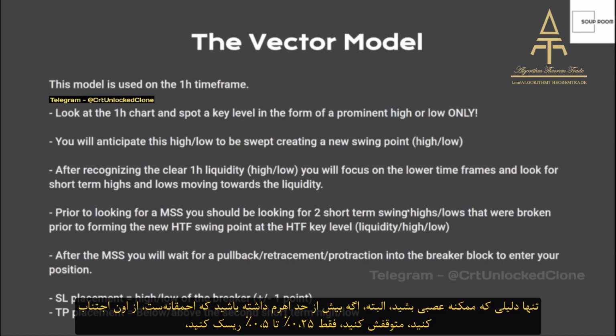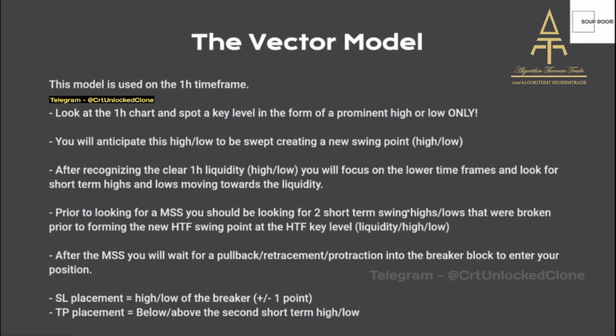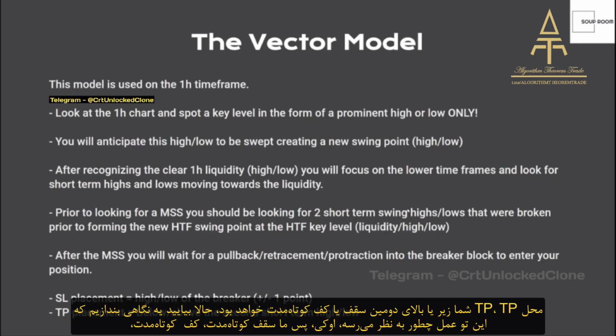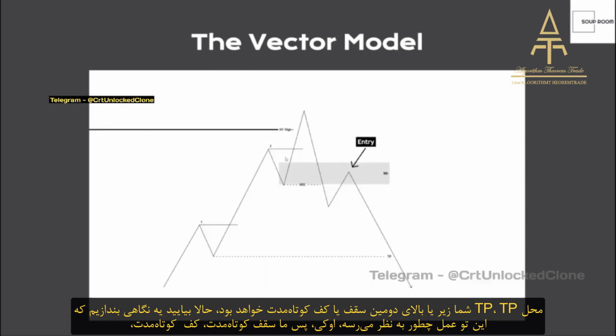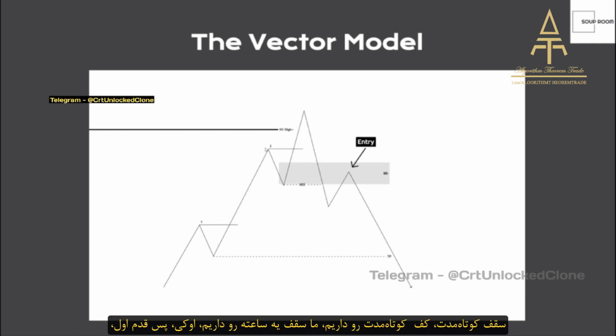0.25 to 0.5% risk only. TP placement: your TP will be below or above the second short-term high or low. Now, let's take a look at what this looks like in action. Okay, so we have the short-term swing high, short-term swing low, short-term swing high, short-term swing low.